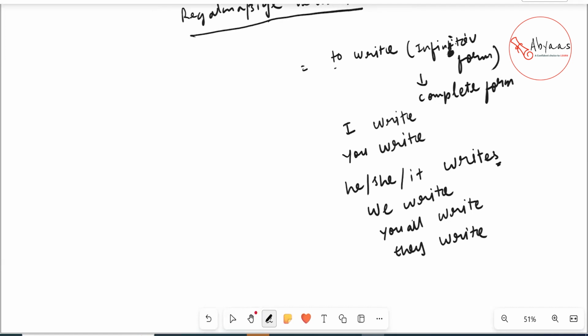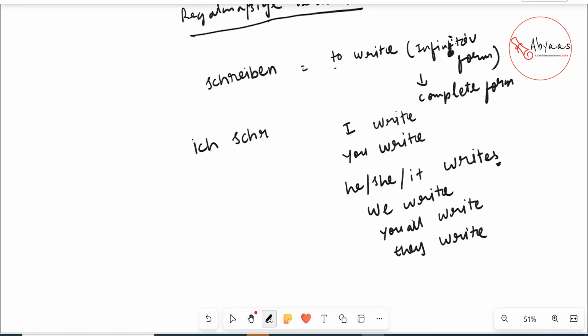So coming towards German. In German, to write is called schreiben. Whenever you are getting this sch, it is not pronounced like sk, it is pronounced like sh. So can you guess the pronunciation? Schreiben. So if I say, what is I in the case of German? Ich. Ich.